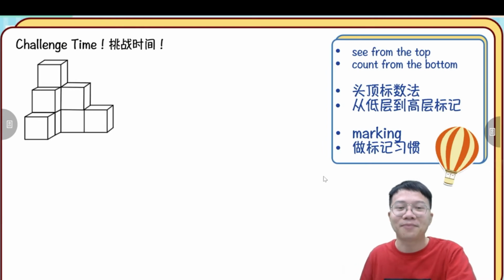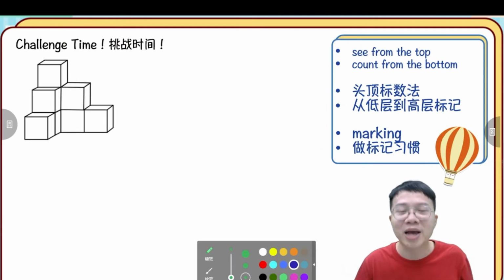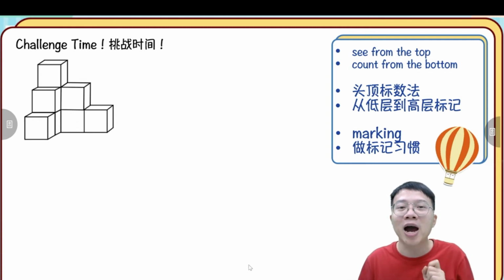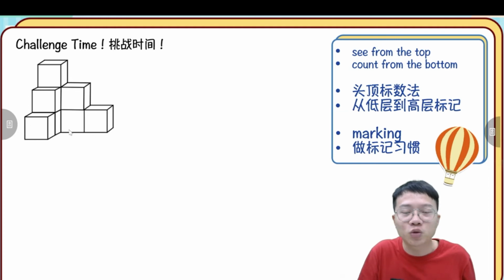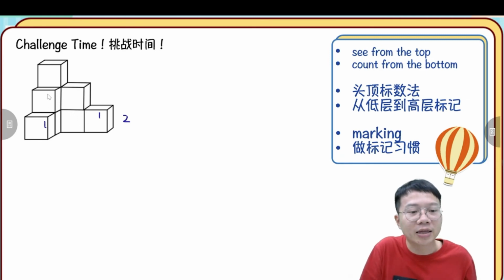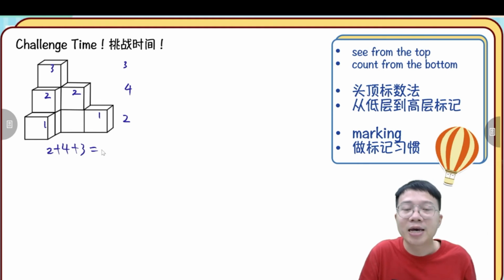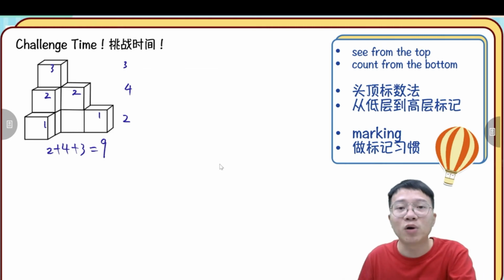OK，so let's challenge a little bit here. 挑战时间，来，快速的判断一下它的数量。So try as fast as possible to count the number of cubes here. So this one, how many? Yes, so here we count. We have 1, 2, and then here we have 2, and then we have 2, we have 4, and then on the top we have 3. So altogether we have 2 plus 4 plus 3, how many? Yes, very good, we have 9. Okay, and what about the second one?